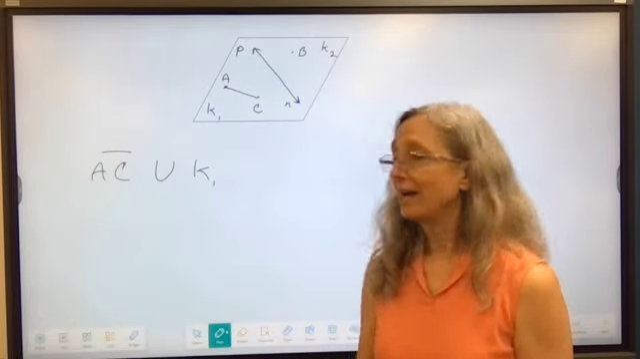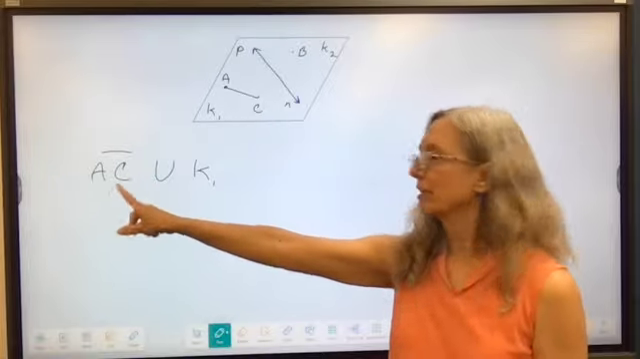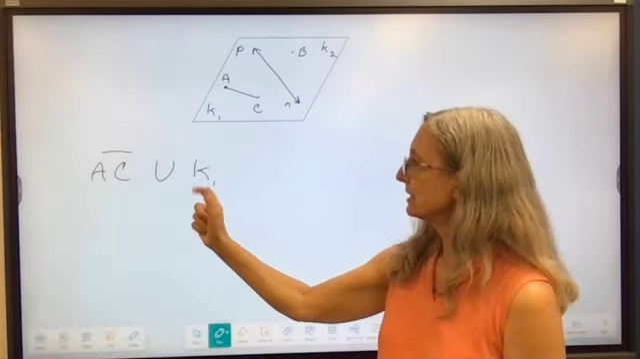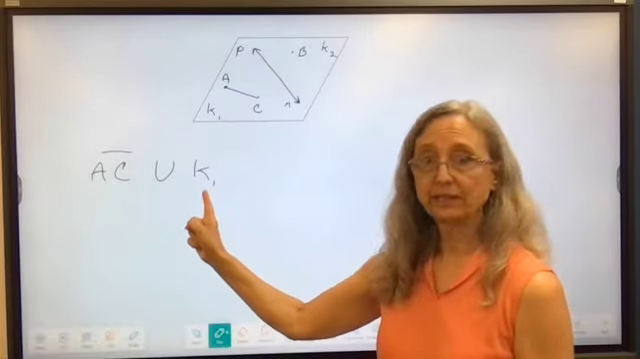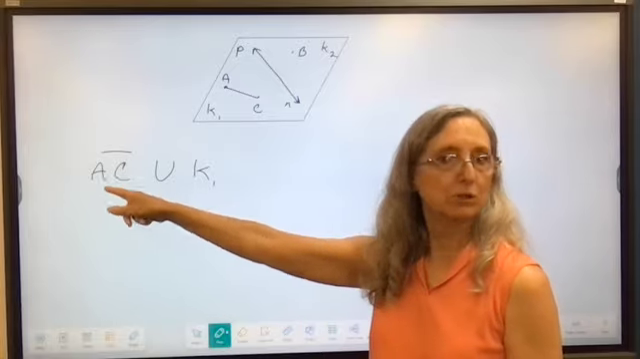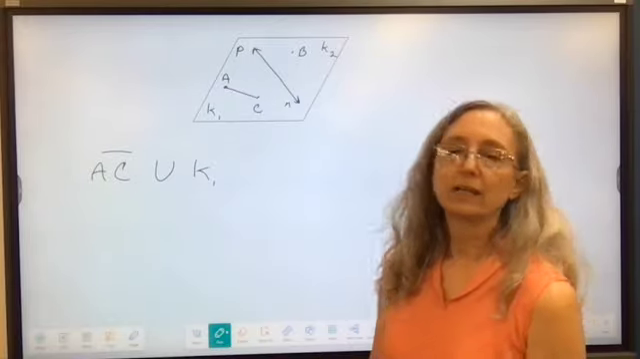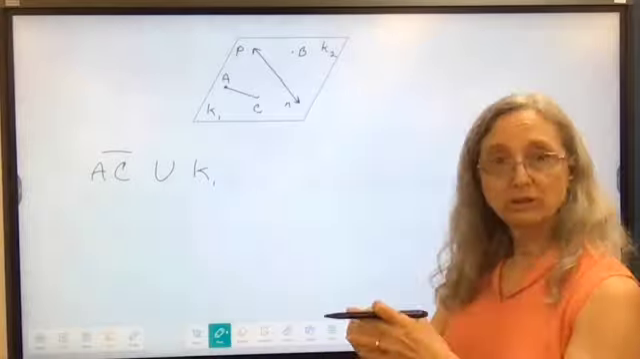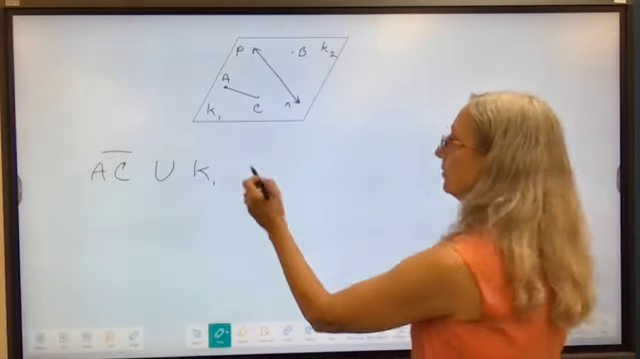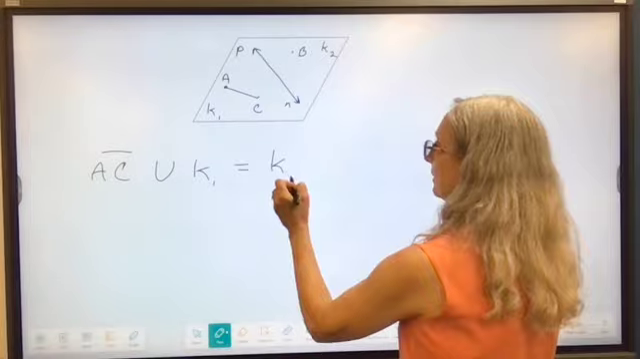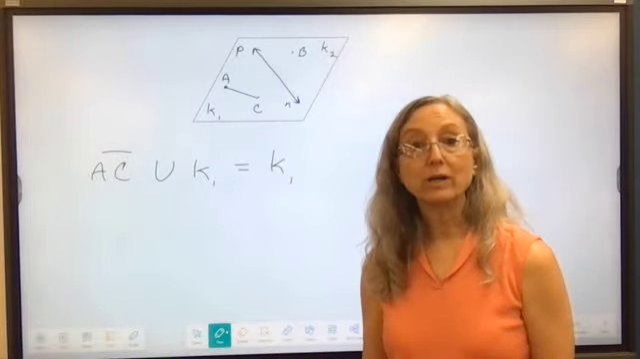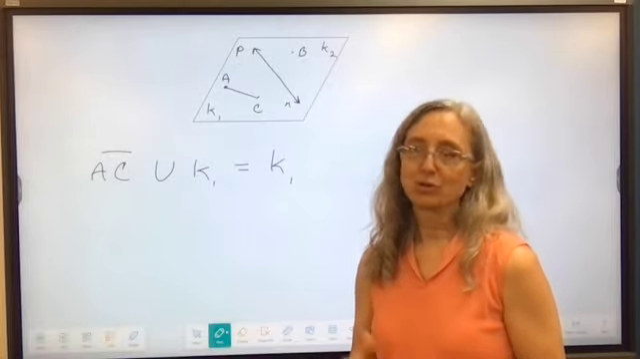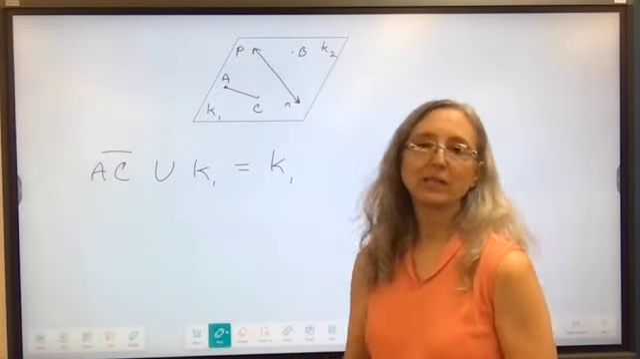Okay, another problem. I have segment AC. Notice this is a segment because there's no arrows on it. Segment AC and K1, this half plane. What's the union between that segment and K1? So think about that. What if I put them together, what would I have? Hopefully you would say that you would have the half plane K1 because that segment is within that plane. So just all of that half plane would cover it.